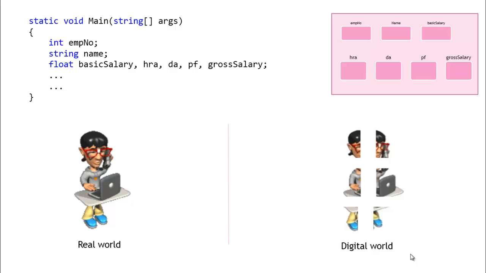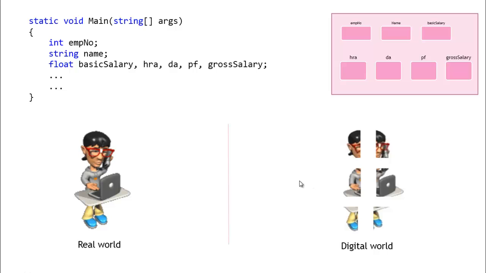For example, here we have employee number of integer type, name of string type, then basic salary, HRA, DA, PF, gross salary of float type. So you can visualize it like this. We have created multiple variables to represent a single entity of real life. So using this approach, you are not capable of representing a single entity of real life as a single entity in the digital world. This picture representation will make clear what I mean to say.